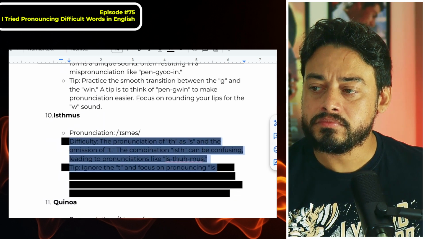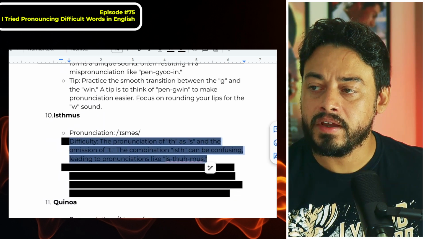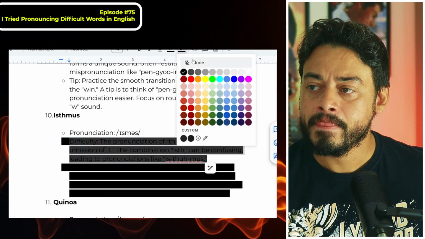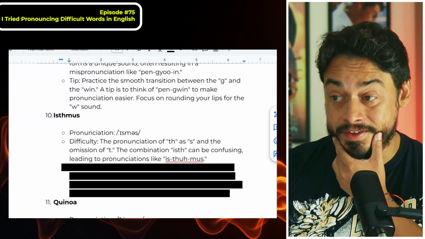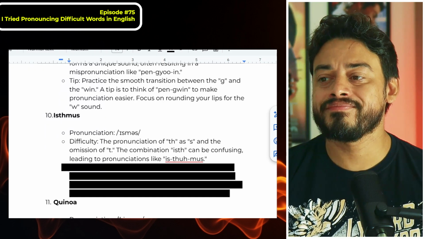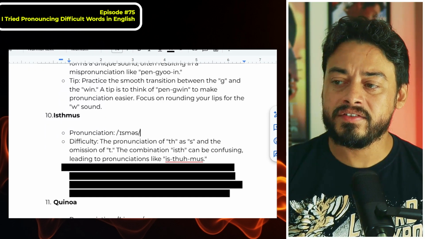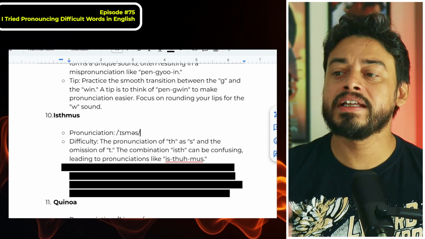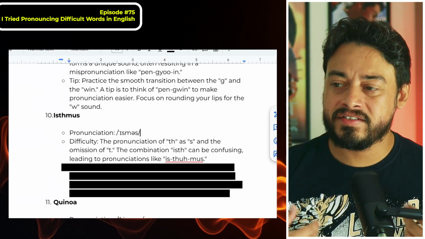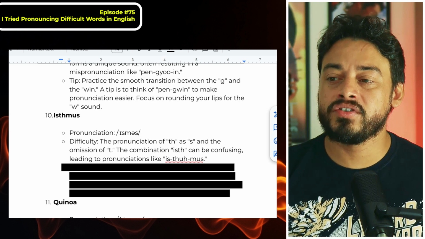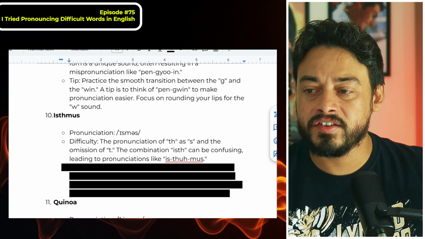So this word here, as you can see, the difficulty lies in the pronunciation of the TH as an S and the omission of the T. The combination of isth can be confusing as well, leading to pronunciation like what I tried before, isthmus. But you don't do that. You just say isthmus, isthmus.